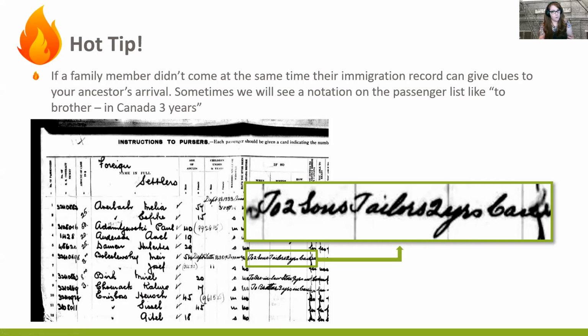So if you're looking for one of those sons, this would tell you that he would have arrived 2 years before his father came, plus or minus. It's not always right, but it still will give you a better idea.